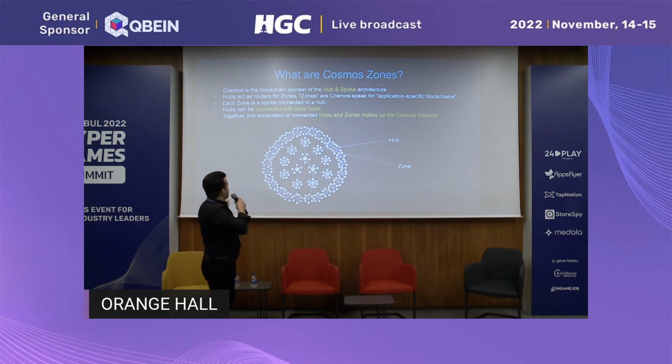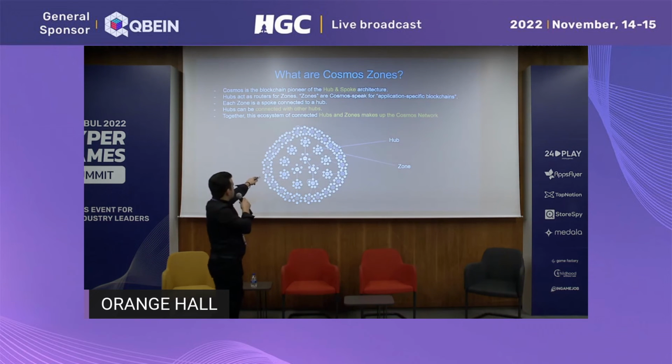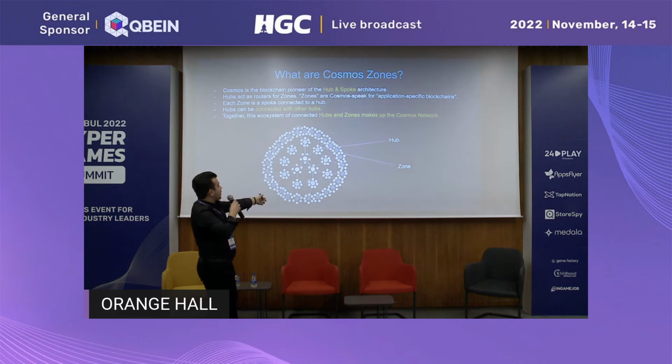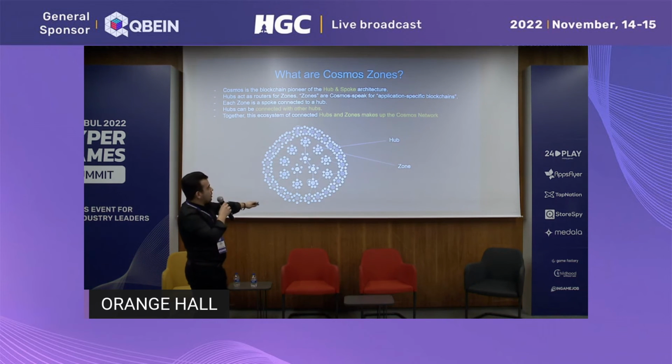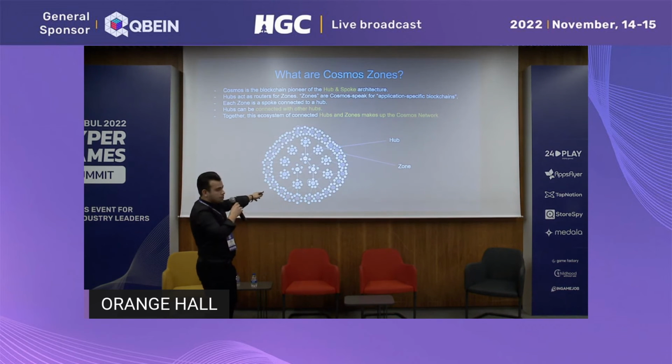I like Cosmos zones. Each dot here you see is a hub, and around that you can see the zones. Cosmos is the blockchain pioneer of hub-spoke architecture. Hubs can act as routers for zones, and zones are Cosmos speak for application-specific blockchains. Each zone is an app chain. Sorry, zones are connected to hubs, and hubs are connected to each other. And in the center, there is the Cosmos network. They are all connected to each other this way.